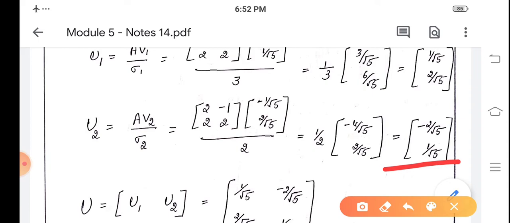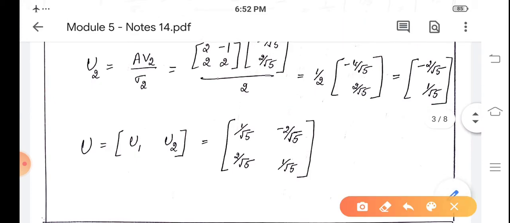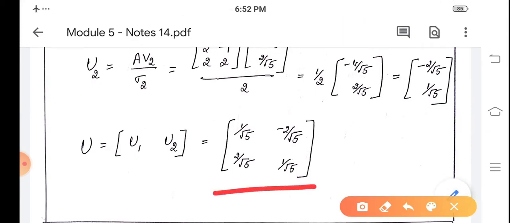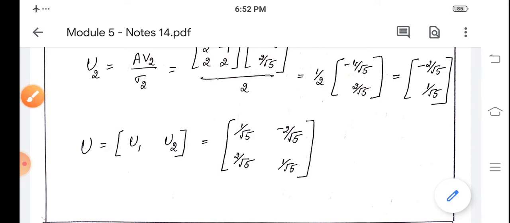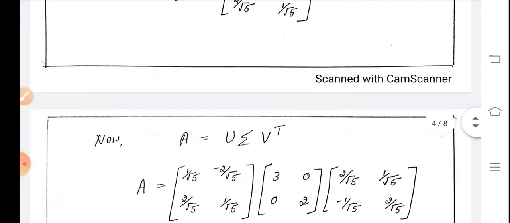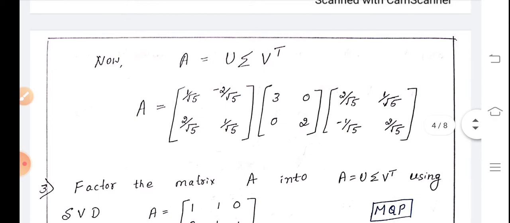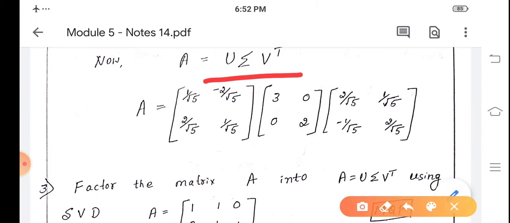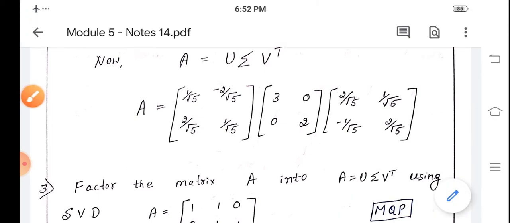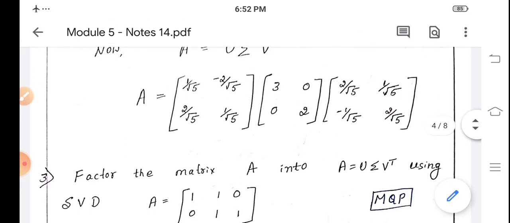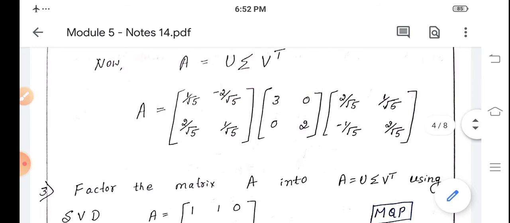So U is equal to [U1, U2], that is first column (1 by root 5, 2 by root 5), and second column (-2 by root 5, 1 by root 5). So here we have calculated U, V and sigma. Now the singular value decomposition is given by A is equal to U sigma V transpose. So we substitute U, sigma and V transpose to write the singular value decomposition.